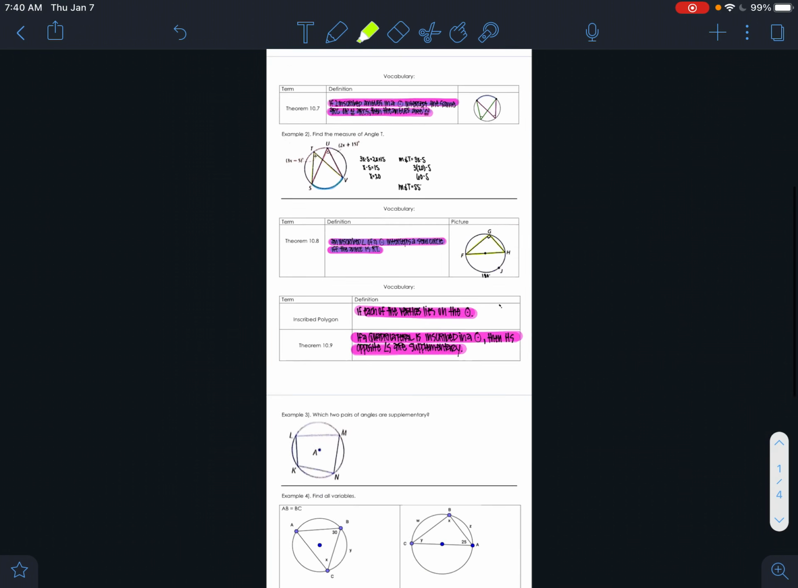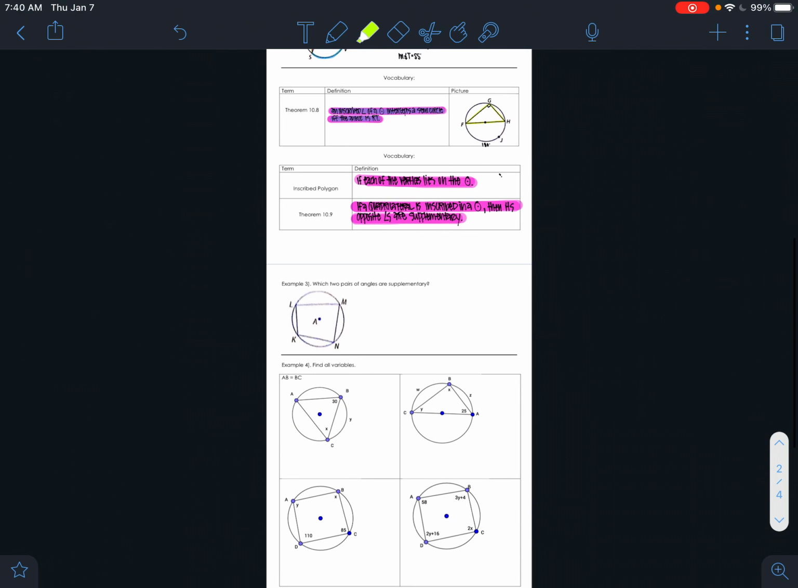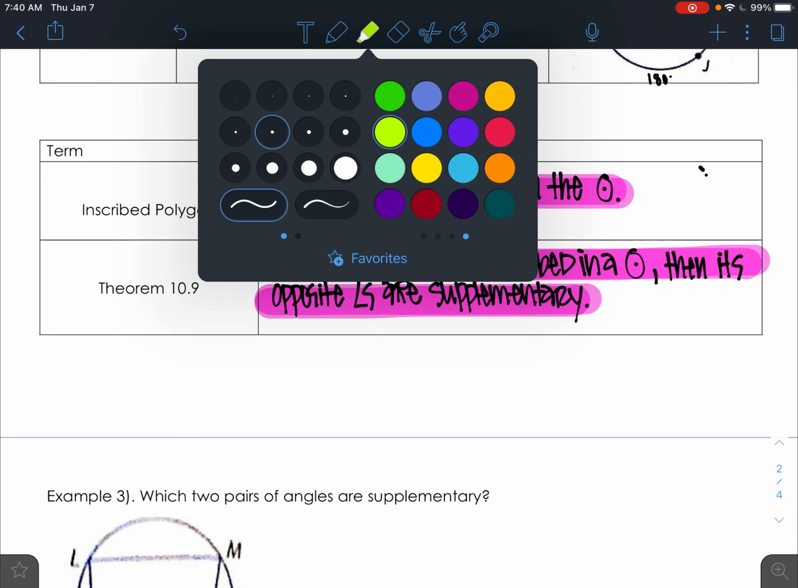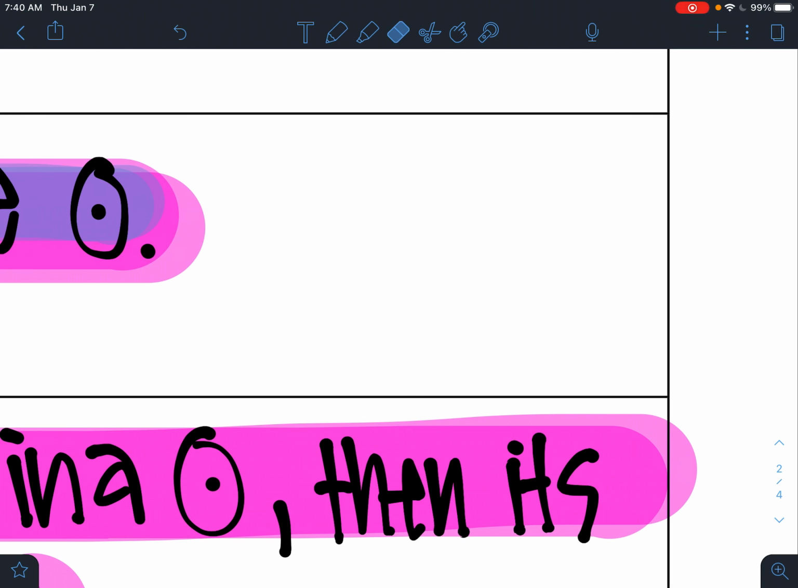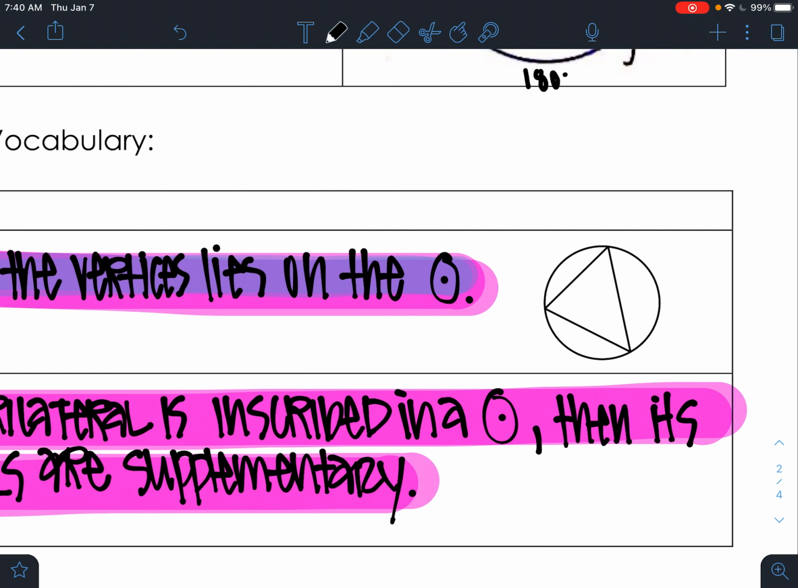All right, so our last two theorems here, and then I'll pause, and then we can go over some application of this. So if you look here, an inscribed polygon, we have actually already talked about this before, okay? We've actually gone over this before. So it's if each of the vertices lies on the circle, all right? So if I would draw my circle, and let's say I just want to inscribe a triangle, all three vertices would have to lie on the circle. So that would be an inscribed triangle.